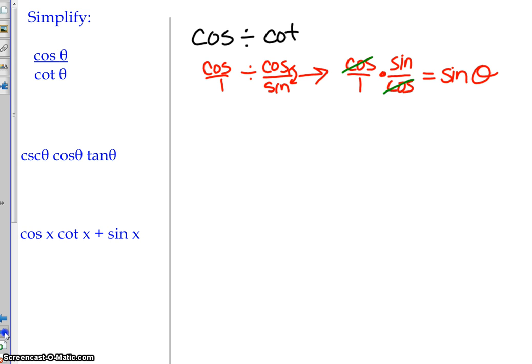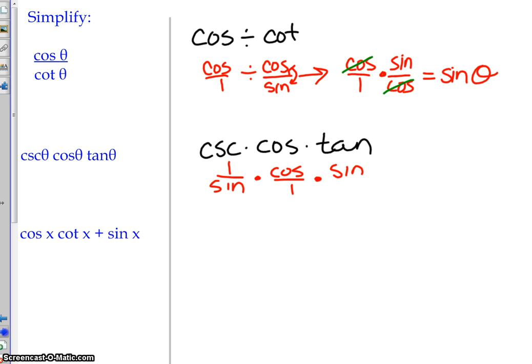So let's do another one. Now we had cosecant times cosine times tangent. Cosecant I can write as 1 over sine. Cosine I already have in terms of cosine over 1, and I'm going to leave it there. Tangent is sine over cosine. Now we go back through and ask where we can reduce. My sines reduce, my cosines reduce. In the end, my answer is simply 1.